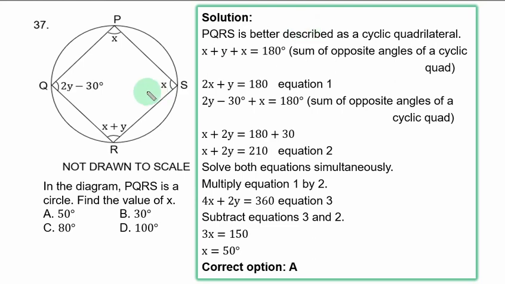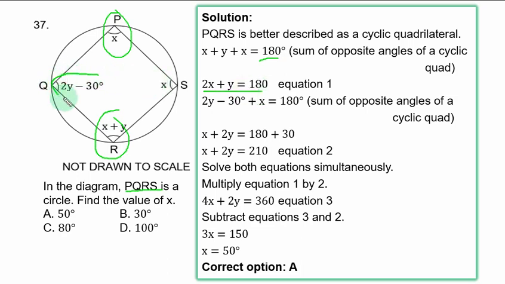Question 37. In the diagram, PQRS is a circle. Find the value of S. We have PQRS, we can take it as a circle, and at the same time the one inscribed is a quadrilateral. And as such, if you add angle P to angle R, the sum is 180 degrees. Then from there you have 2s plus y equal to 180. Let's call that equation 1.